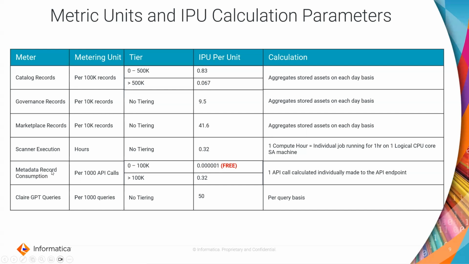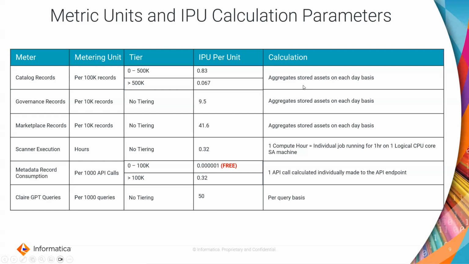For the metadata records consumption, it's per 1,000 API calls. There are two tiers involved, 0 to 100K, which is free, and anything above 100K is 0.32 per unit. And then for the Clear GPT queries, it's per 1,000 queries. There is no tiering involved, and the IPU per unit is 50.